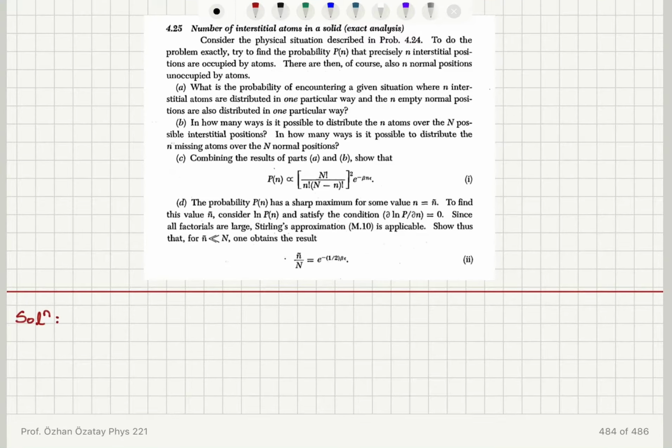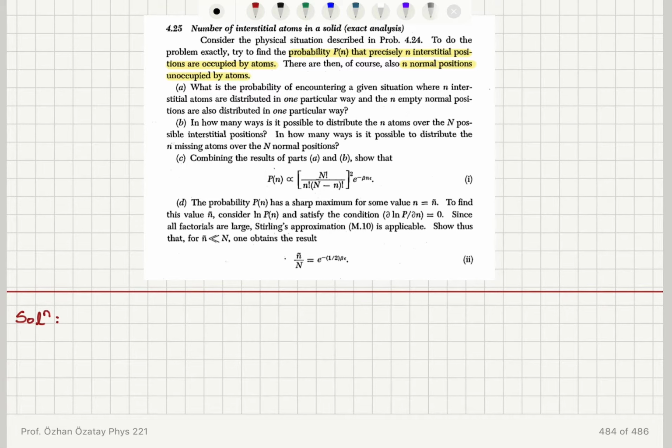Number of interstitial atoms in a solid, exact analysis. Consider the physical situation described in the previous problem. To do the problem exactly, try to find the probability P of n that precisely n interstitial positions are occupied by atoms. There are then, of course, also n normal positions unoccupied by atoms.